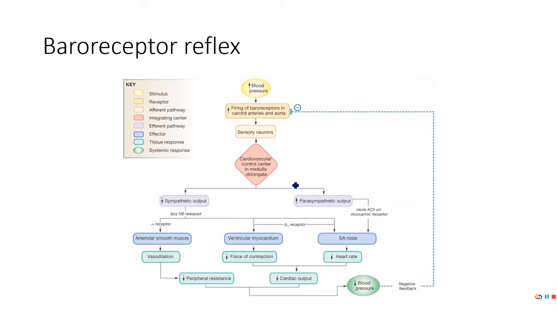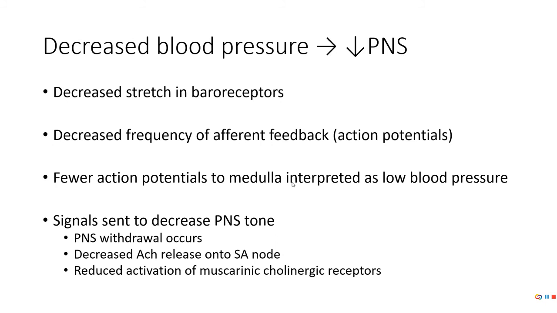At least be familiar. Okay, so let's just say that I've got low blood pressure. That's decreased stretch, so fewer action potentials go to my brain. As a result, I've got low pressure, so I want to increase pressure. Because I've got low pressure, the job is now to increase mean arterial pressure. And we do this a couple of ways. One, we mess with the parasympathetic nervous system, and then we also mess with the sympathetic nervous system. So we decrease parasympathetic tone or activity. We call this parasympathetic withdrawal when we decrease the activity.